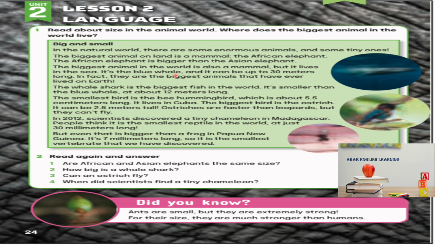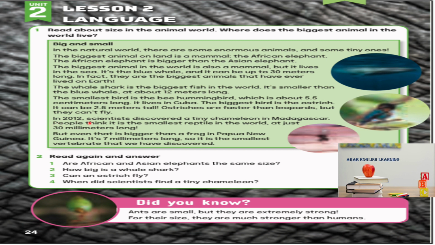It's the blue whale, and it can be up to 30 meters long. In fact, they are the biggest animals that have ever lived on Earth. The whale shark is the biggest fish in the world. It's smaller than the blue whale at about 12 meters long. The smallest bird is the bee hummingbird, which is about 5.5 centimeters long. It lives in Cuba. The biggest bird is the ostrich. It can be 2.5 meters tall. Ostriches are faster than leopards, but they can't fly.